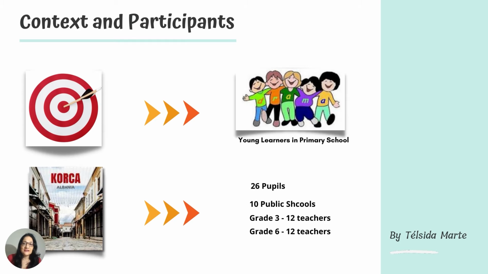About the participants, the targets of this research are young learners in primary school in Korca, Albania at grades 3 and 6. These two grades were chosen because it is at grade 3 that English starts, and the primary education finishes at grade 6. The public schools that were chosen for the study were 10. The English teachers of grade 3 were 12, and English teachers who taught in grade 6 were 12 as well.